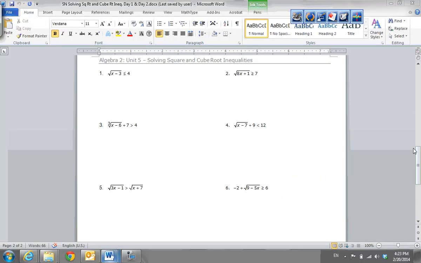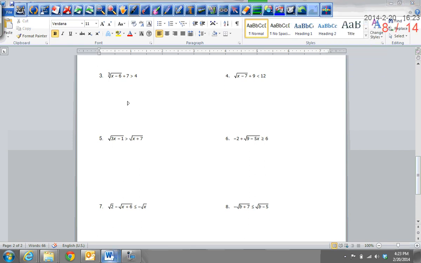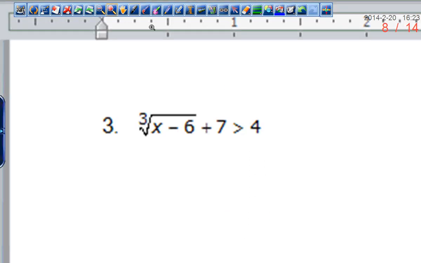Okay, nothing changes when we do cube roots. So let's look at number 3. And number 3 is actually, or cube roots in general are easier because we don't have to worry about not having a domain or anything because we're using the whole entire piece. So we don't have to worry about anything as far as drawing a vertical line.